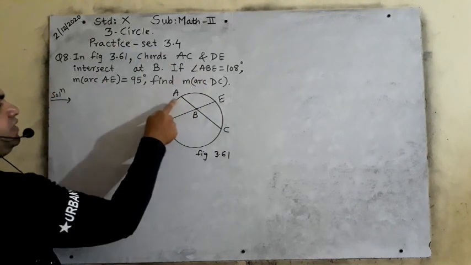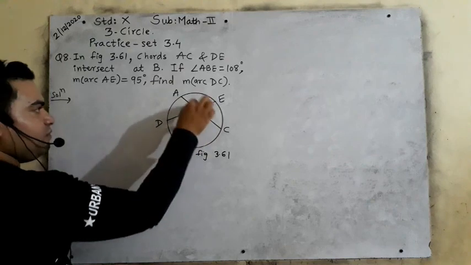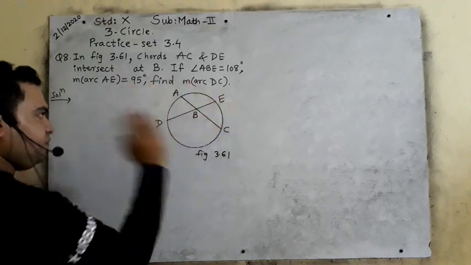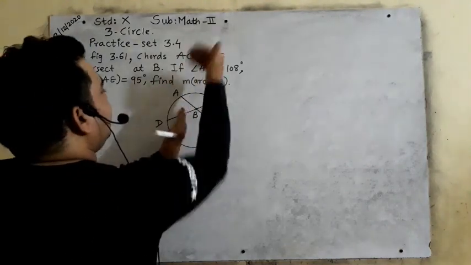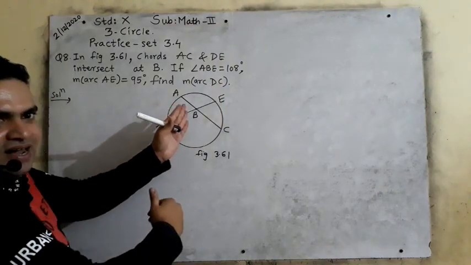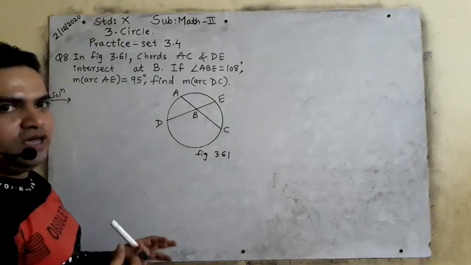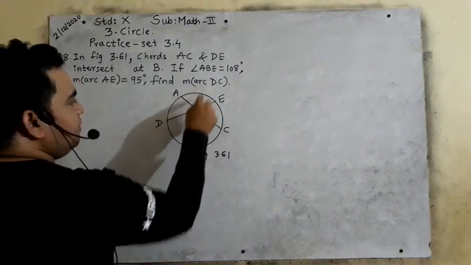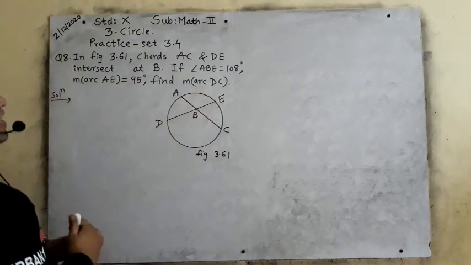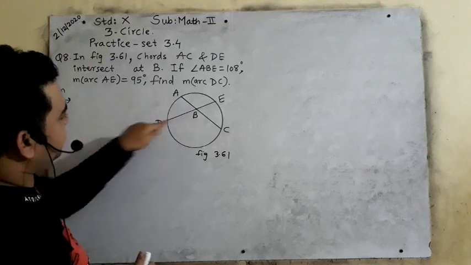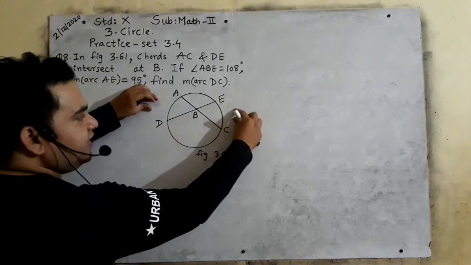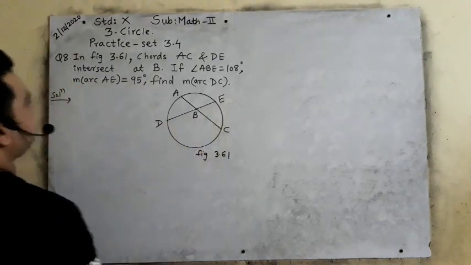If we are talking about angle ABE, it means we will focus on the arc in front and the arc in back. We will focus here and here. If the angle is ABD, we will focus here and here. Is it clear? Now pay attention.